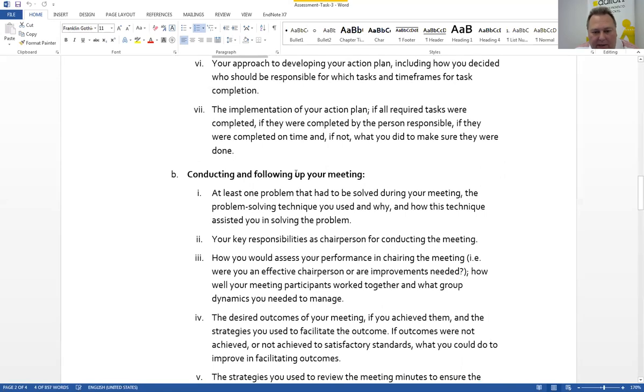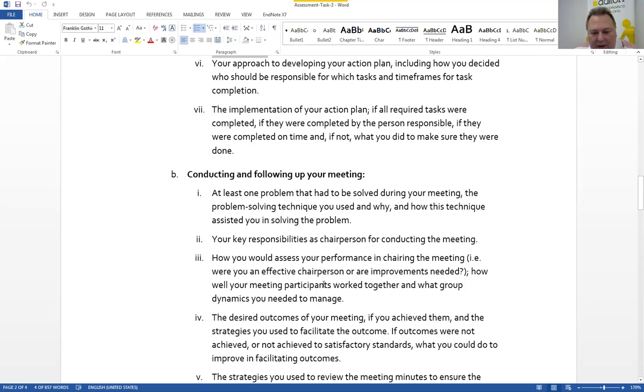Now, conducting and following up on your meeting. At least one problem that had to be solved during the meeting, the problem-solving technique you used and why, and how this technique assisted you in the problem-solving. Your key responsibilities as chairperson for conducting the meeting. How you would assess your performance in chairing the meeting. That is, were you an effective chairperson or are improvements needed?